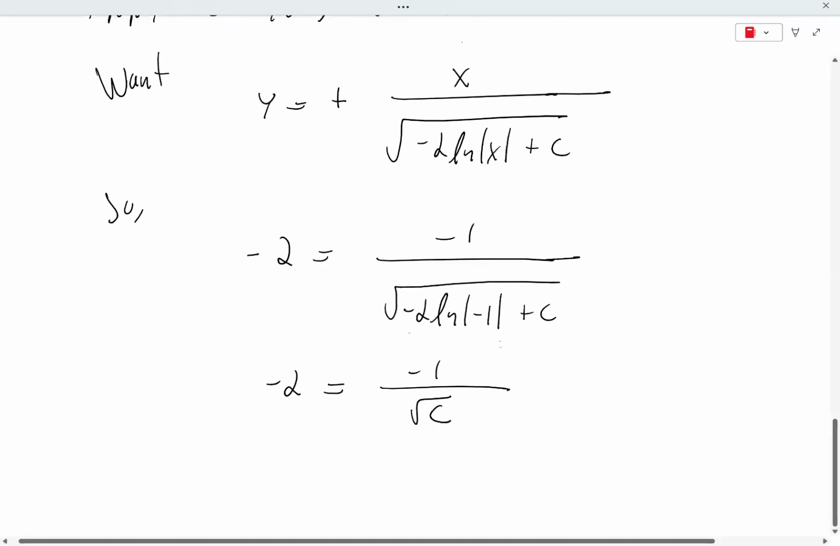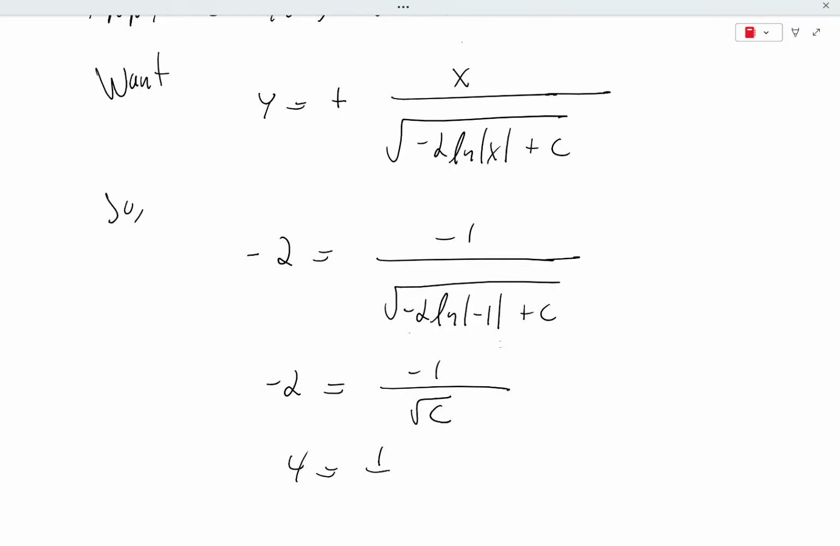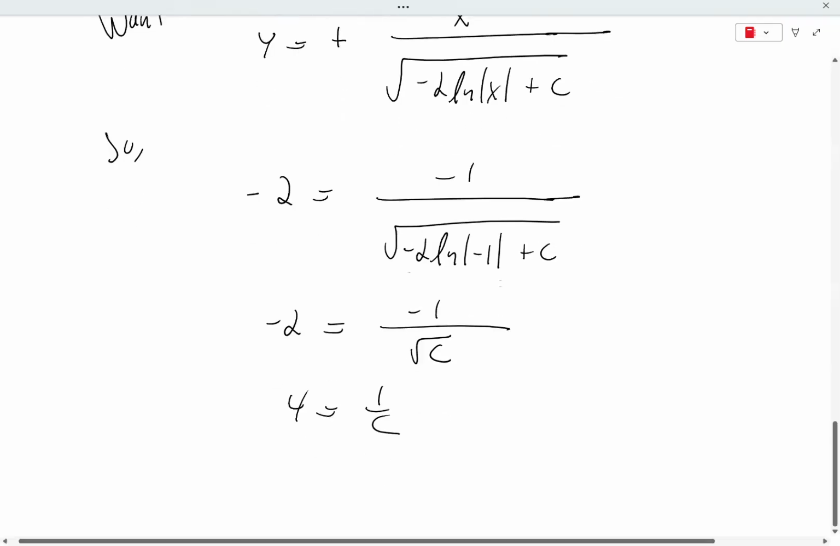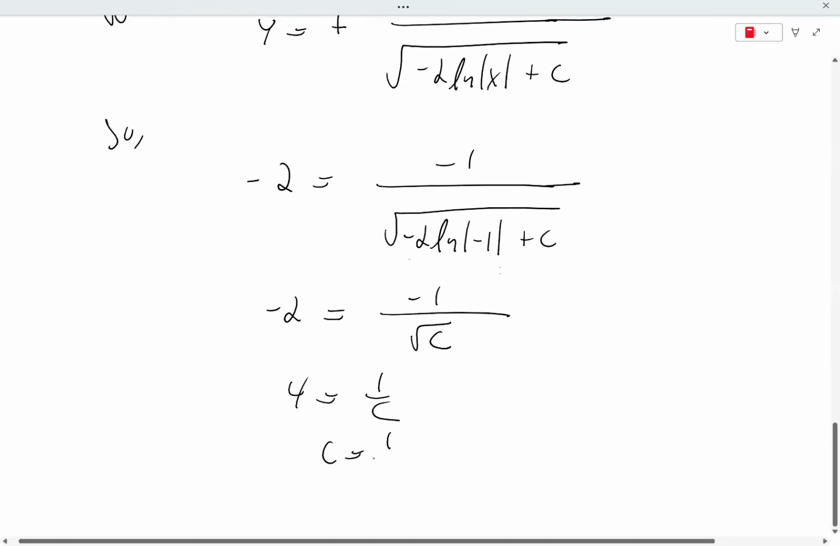Okay, and so I guess you could square both sides now, however you want to do it. So that would be like 4 equals 1 over c you get here. So c is equal to 1/4, I think, by the time it's done there. Let's see, checking that. Yeah, so c would be 1/4.